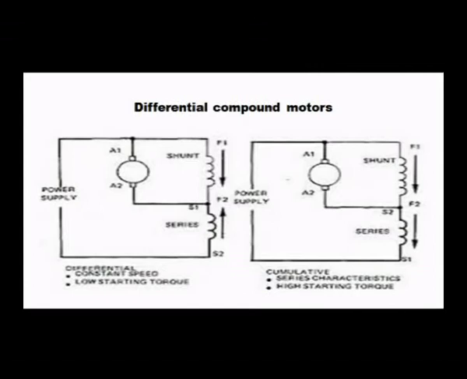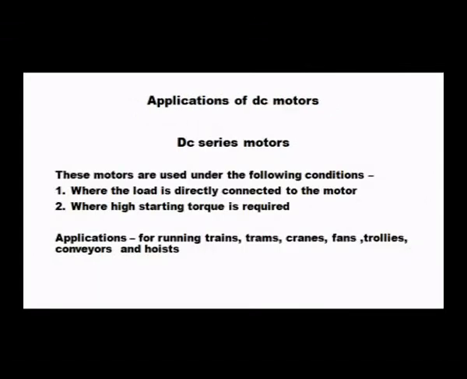So in this way there are different types of DC motors, namely series, shunt and compound motors. Again in compound motors we have cumulative compound as well as differential compound motors. Now let us see what are the applications of these motors, that is, the applications of DC motors.